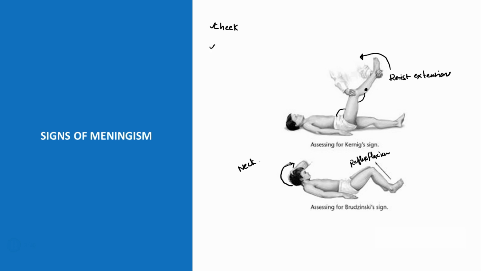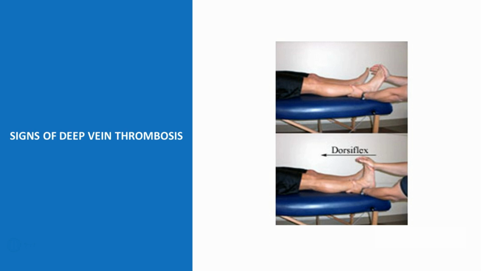And the third Brudzinski sign is Brudzinski symphyseal sign. So what do we do here? We apply pressure on the pubic symphysis. On application of pressure on pubic symphysis, there is a reflex flexion of hip and knee, and also you will see abduction of the leg. So you will see flexion of hip and knee and also abduction of the leg in case of Brudzinski symphyseal sign.